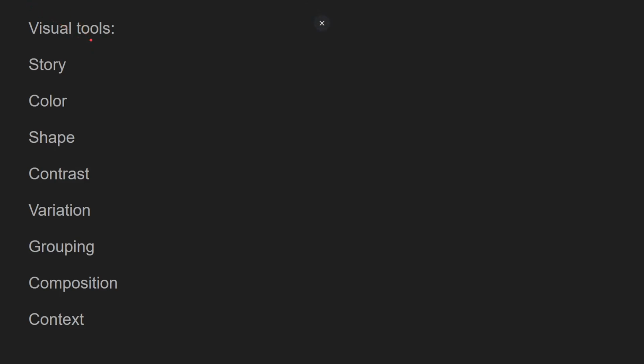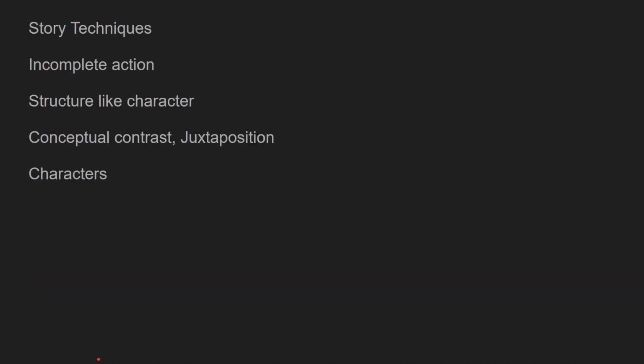So, visual tools that you can use. We have story, color, shape, contrast, variation, grouping, composition, and context. Now, I'm pretty sure I have a slide for each one of these.